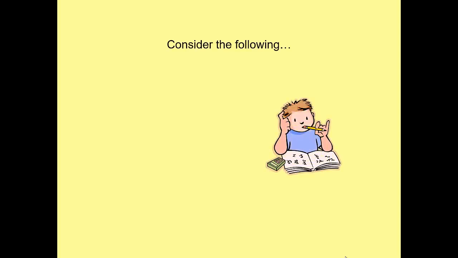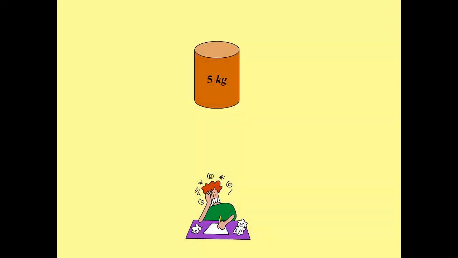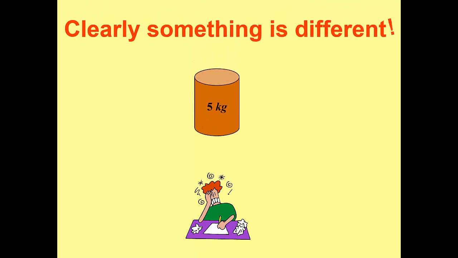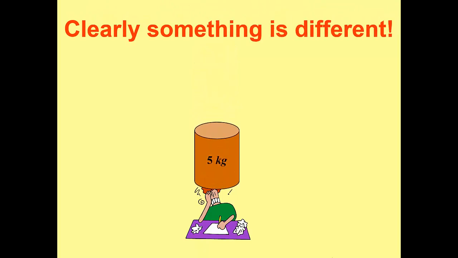Consider our friendly studying student and a 5-kilogram mass. 5-kilogram masses, by the way, weigh about 11 pounds here on Earth, so it's pretty heavy. Right? If it's just sitting there on the table next to the student, no big deal. However, if we hold that mass above the student's head, clearly something is different.